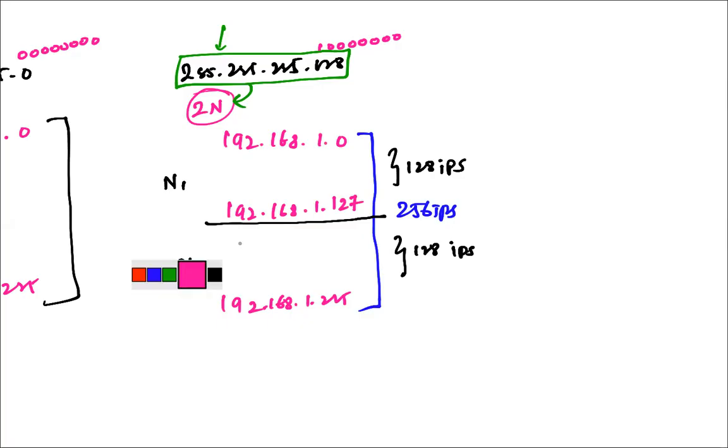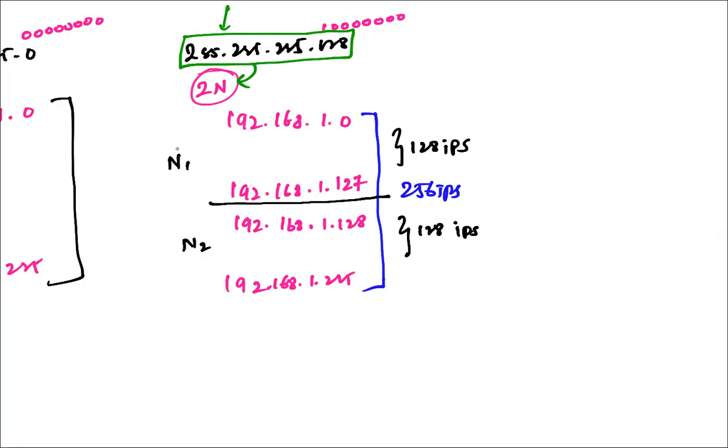Now, where does network number 2 start? Network number 2 starts from 192.168.1.128. So now we have network number 1, which goes from 1.0 to 1.127, and we have network number 2, which starts from 1.128 and goes to 1.255.